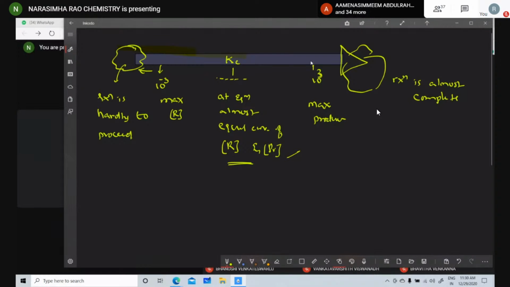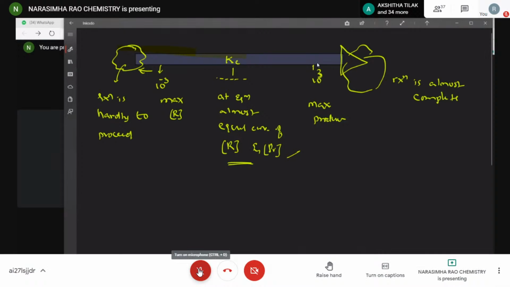If the Kc value is higher, the reaction is almost complete. If the Kc value is minimum, the reaction is hardly to proceed, then the stability of reactant is greater than the stability of product. Here, the stability of product is greater than the stability of reactant. No discussion here about enthalpy. We are only discussing the stability.